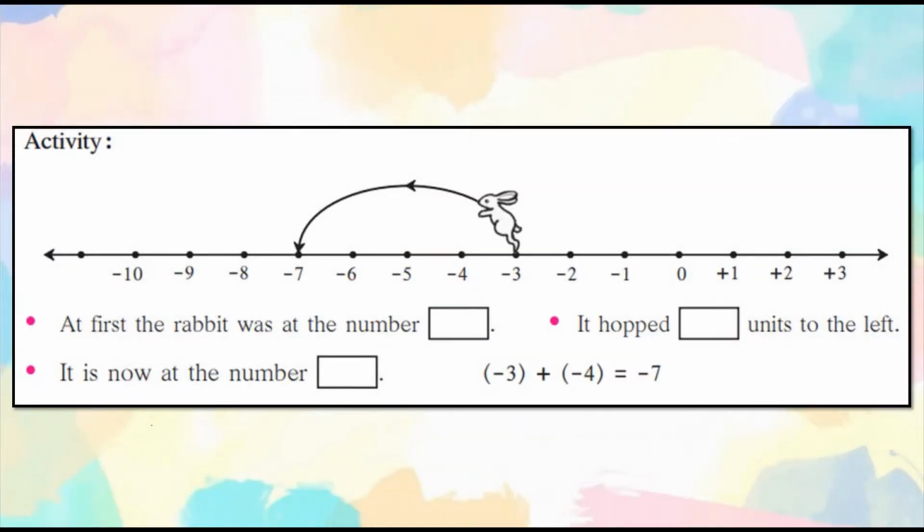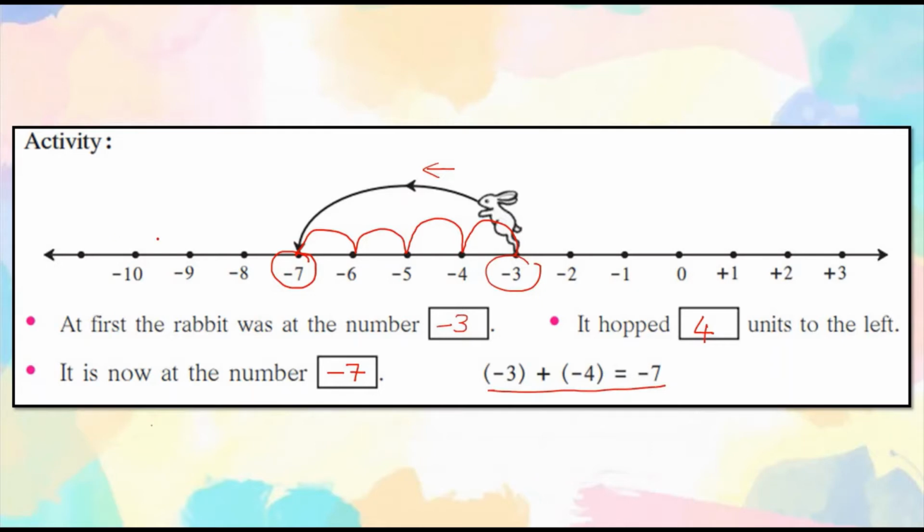In this activity, if you see, the rabbit is moving towards the left. Now let's first answer the question. At first, the rabbit was at the number -3. Next question, it hopped dash units to the left. How many units, students? Let's count together. 1, 2, 3 and 4. So I will write 4 units. The third question, it is now at the number dash. Which number has it reached? Number -7. So I will write -7. And this is the equation here.